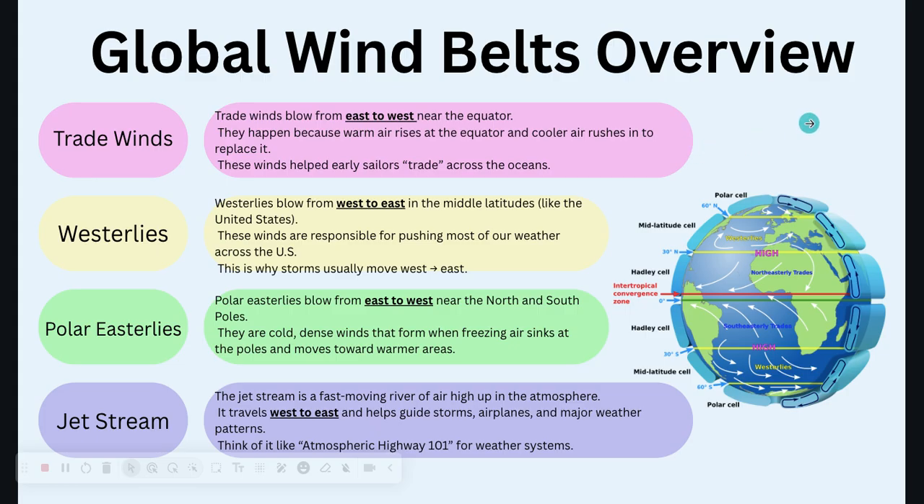They happen because warm air rises at the equator and the cool air rushes in to replace it. And these winds helped early sailors trade across the ocean. So that's how they got their name.